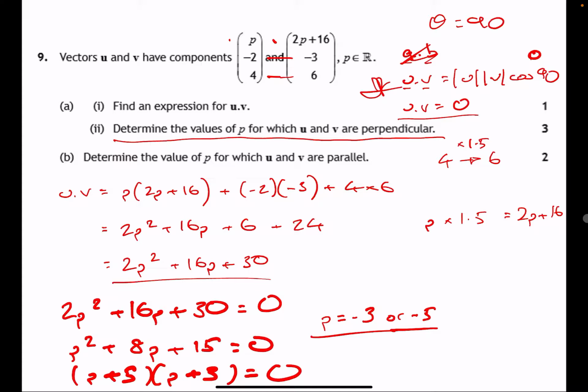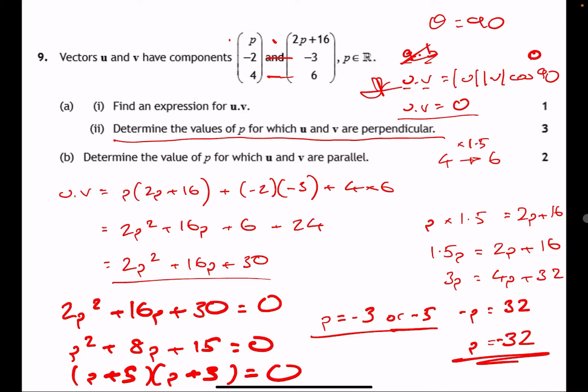Either way, we can find the answer by solving this. So we've got 1.5p equal to 2p plus 16. I don't like decimals, so let's times it by 2 to get rid of it: 3p equals 4p plus 32. Move everything to one side: minus p equals 32, so p equals minus 32. And that's the value of p for which u and v must be parallel.